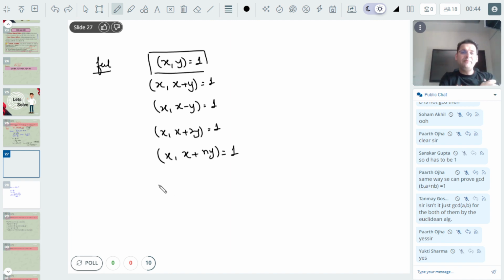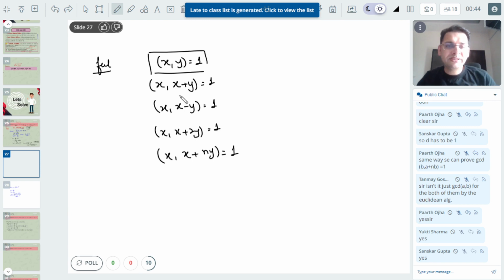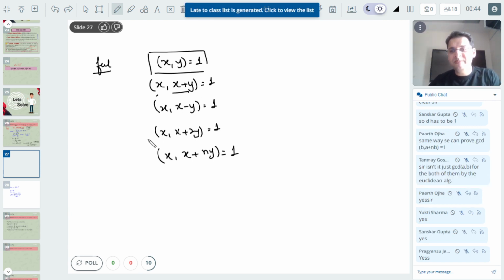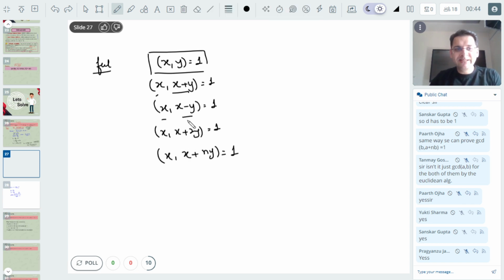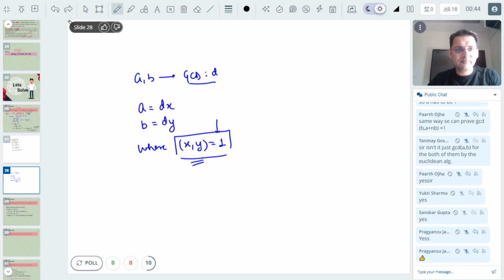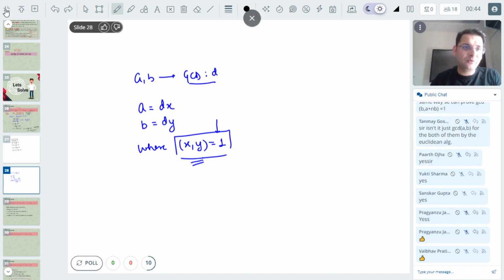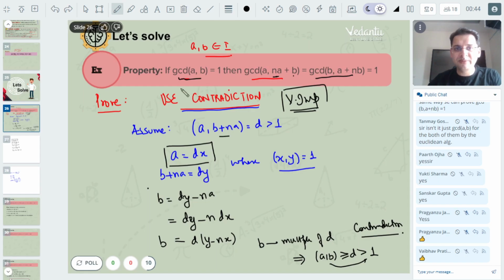If two numbers are co-prime, then any one of the numbers with their sum is also co-prime. Any number with the difference is also co-prime. Is it clear, everyone? Right. So this is a very powerful property, a very important property. Always remember this.